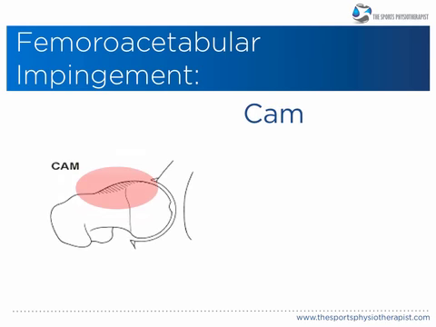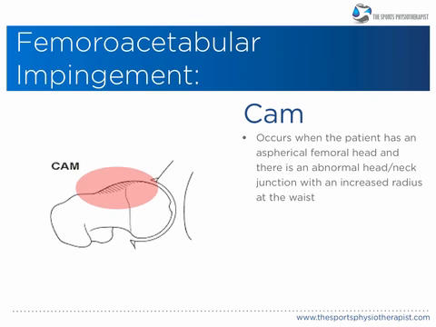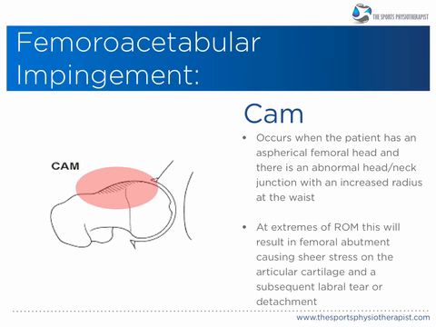Cam impingement occurs when the patient has an aspherical femoral head and there is an abnormal head-neck junction with an increased radius at the waist. At extremes of range of motion, this will result in femoral abutment, causing shear stress on the articular cartilage and a subsequent labral tear or detachment.